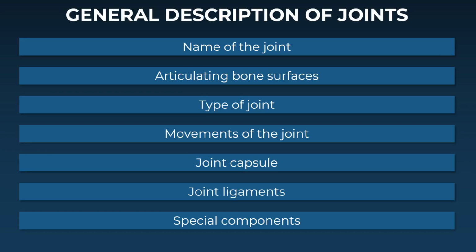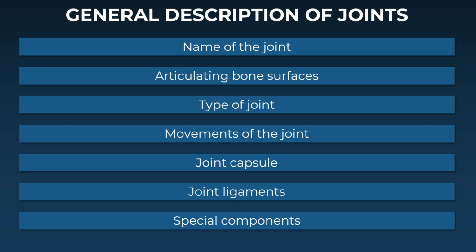On one hand, to make learning easier, and on the other, so we can see the framework we will follow when describing a joint. First of all, a joint generally, in fact in the vast majority of cases, has a name. Secondly, we must always specify the articulating bone surfaces. And from the bone surfaces, or rather from the constituent bones, we usually get the name of the joint. But this is not always the case.